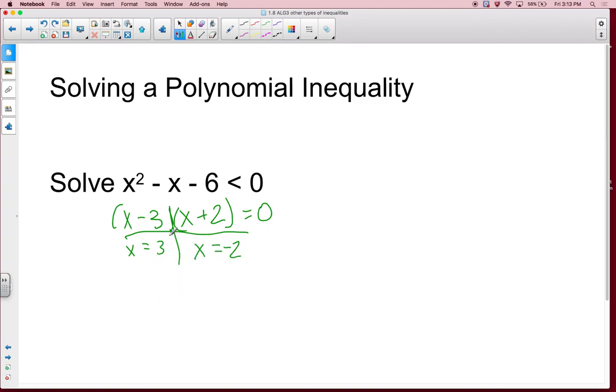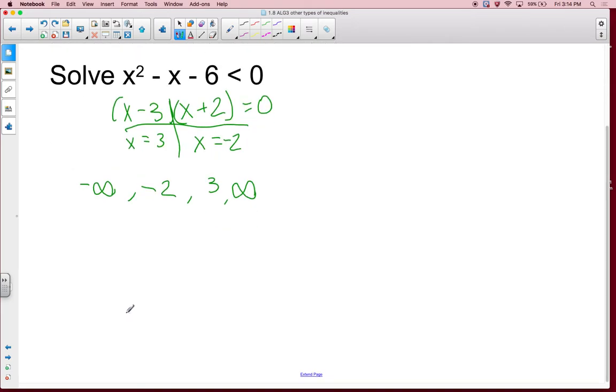So, from the notes that you just took down with finding the intervals, we are going to write these in order from least to greatest: -2, 3. We're also going to include -infinity and infinity. So, this is going to help me with my test intervals. So here are my intervals. Those will be from -infinity to -2, from -2 to 3, and from 3 to infinity.